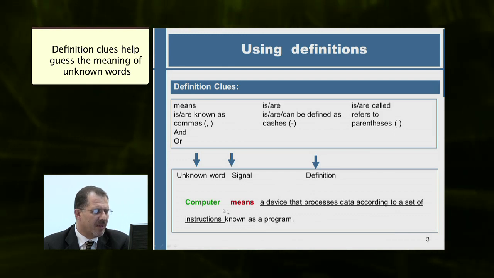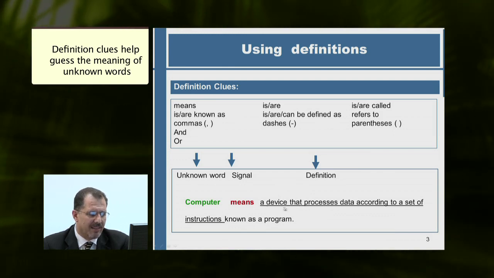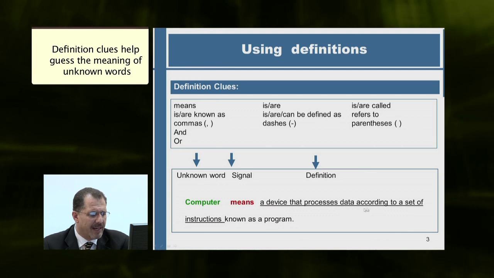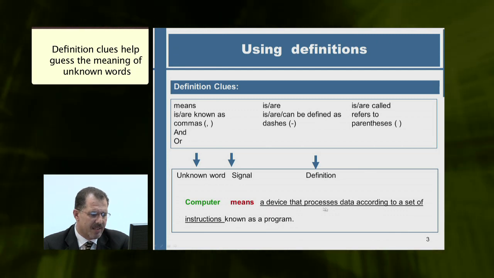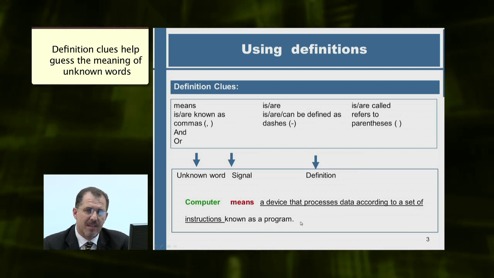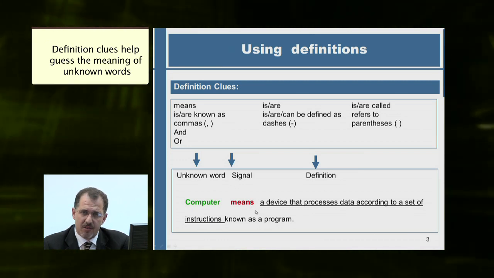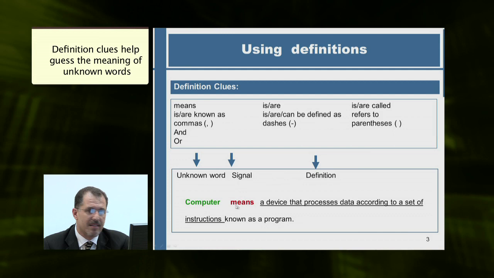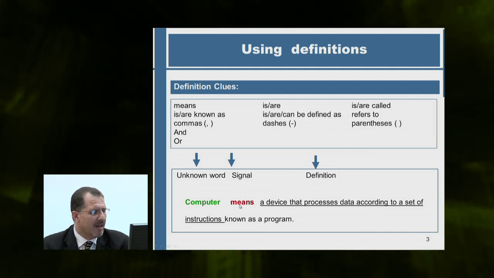So here the meaning of computer, the underlined words, is a device that processes data according to a set of instructions known as a program. And here the word that helps us to guess the meaning of computer is means, okay? Now let's move.